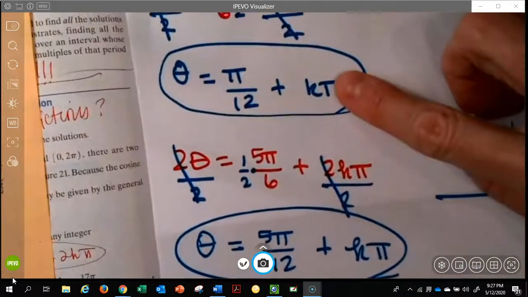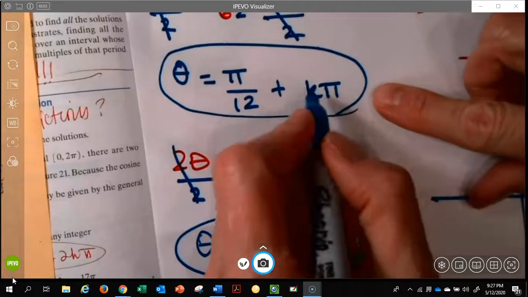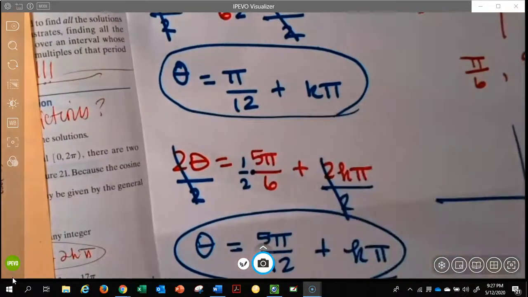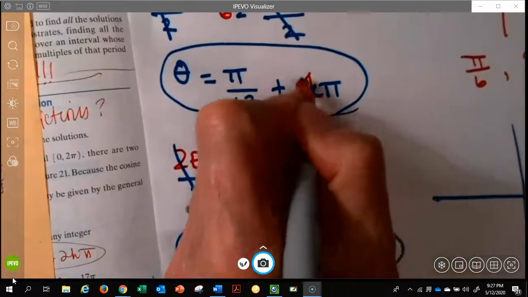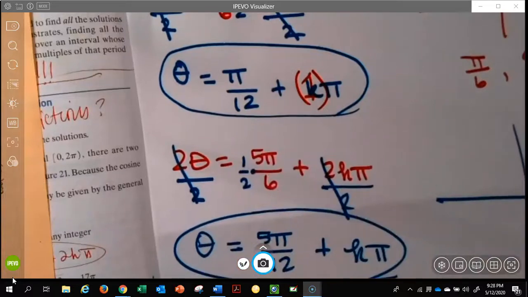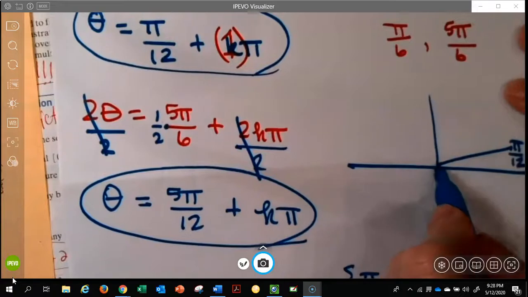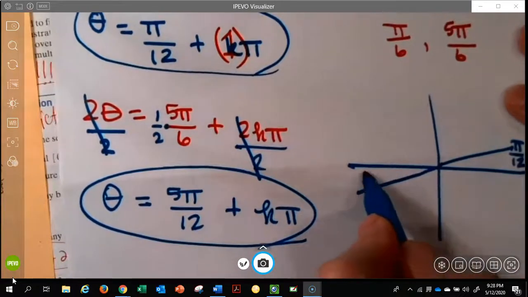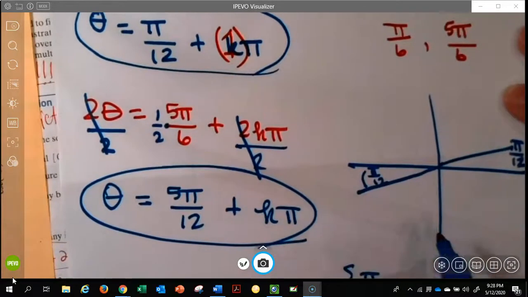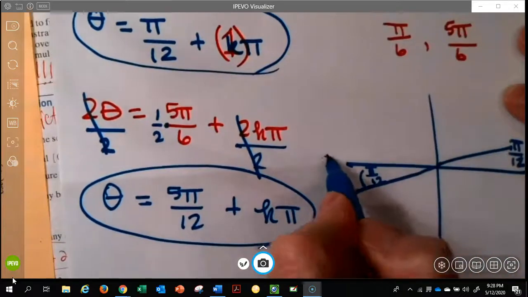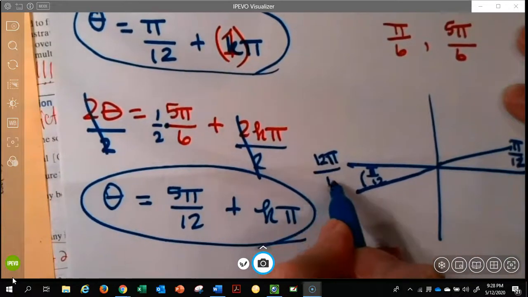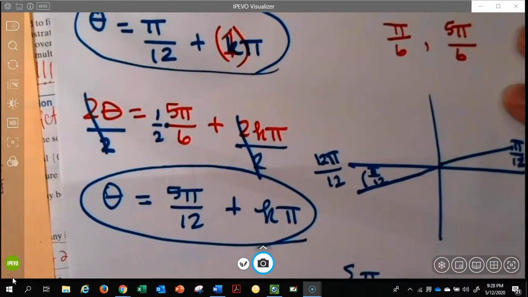Well, I'm also going to come back up here, and I'm going to say, well, what if my k was 1? Then that means I'll take my pi over 12, and I will cause it to go a whole pi. So this much right here would be pi over 12. Going all the way around to pi, that's actually 12 pi over 12. And so another one's going to get me 13 pi over 12.